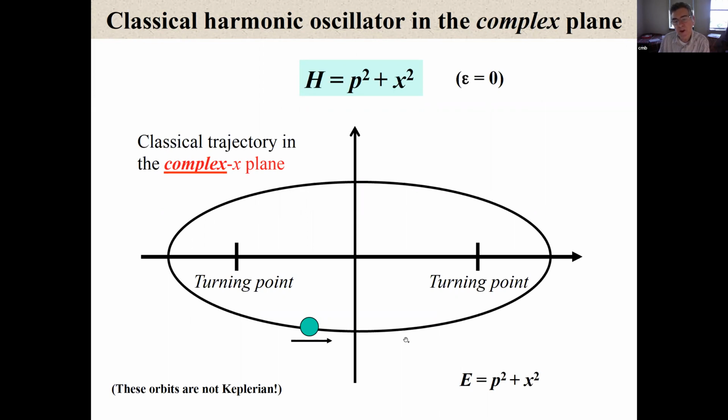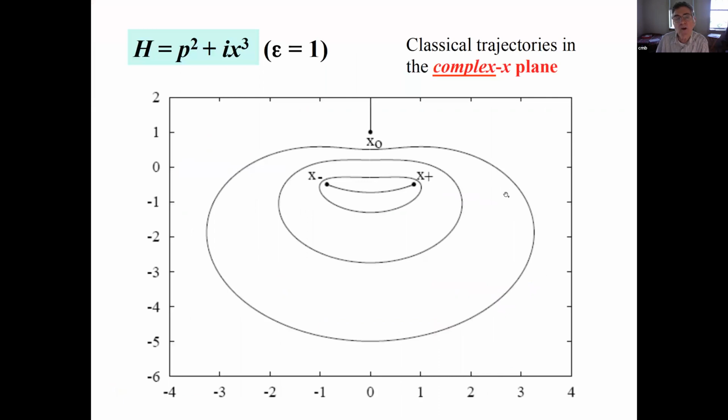The period is a complex integral, and when you integrate around this closed path, you can deform it into any closed path you like. And therefore, all of the periods of all orbits are the same. Okay, so now we deform the harmonic oscillator by increasing epsilon from 0 to 1. And when you do that, these two turning points move down into the complex plane, and they're over here.